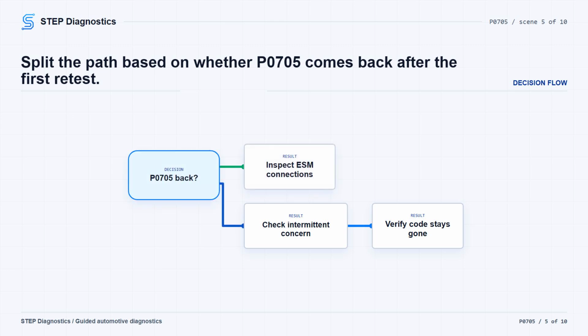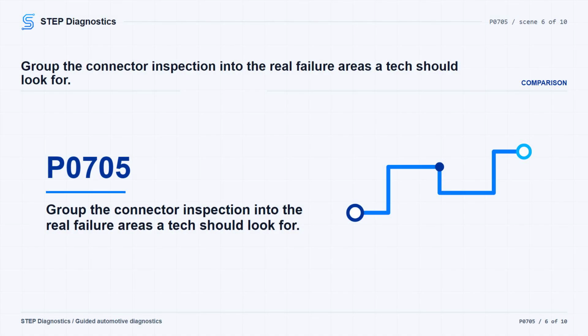If P0705 does return, move into the harness and connector inspection. Disconnect the ESM harness connectors. Also disconnect any related inline harness connections, if equipped, and the related component harness connectors. Inspect the harness connectors, component connectors, and male and female terminals closely.